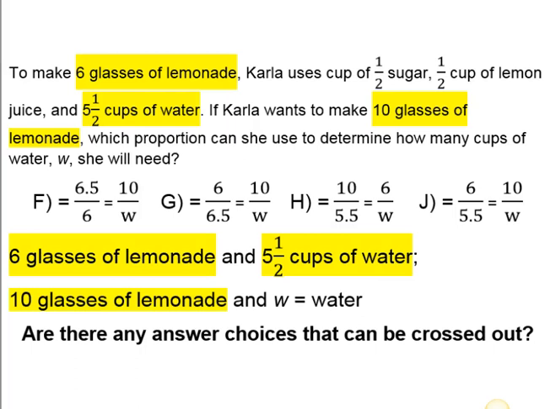So we are looking for the first proportion to be the glasses of lemonade over the cups of water. And then our second proportion will be equal to, again, the 10 glasses of lemonade over how many cups of water Carla used. Okay. And knowing that, and looking at the answer choices, what answer choices do you think we can cross out, or quickly find the right answer?